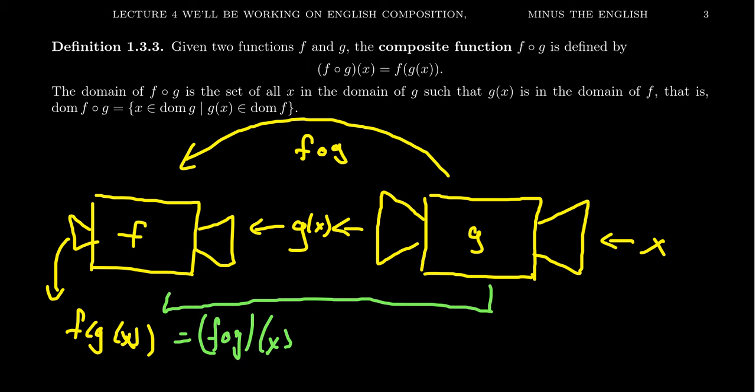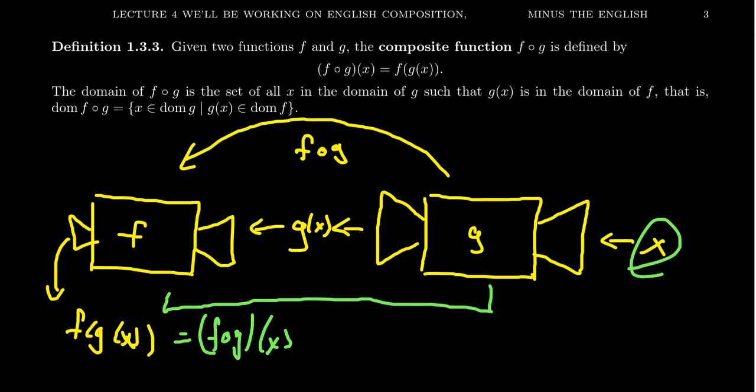What is allowed to go inside of f of g? Well, since x first goes inside of g, if x is incompatible to fit inside of g, like x is just too big, it doesn't fit, it doesn't fit. If x doesn't fit inside of g, then that will not fit inside of f composed with g.